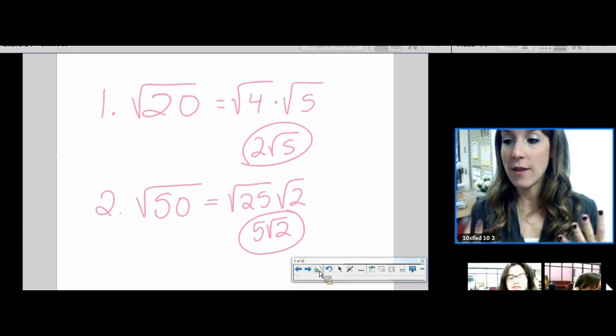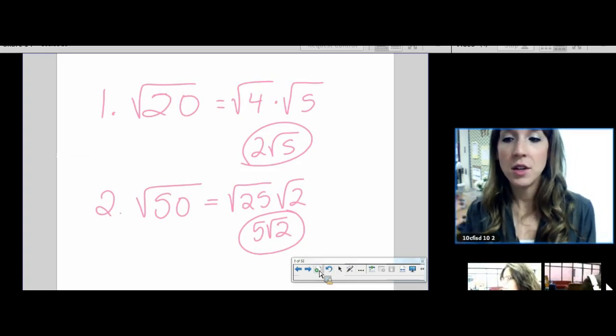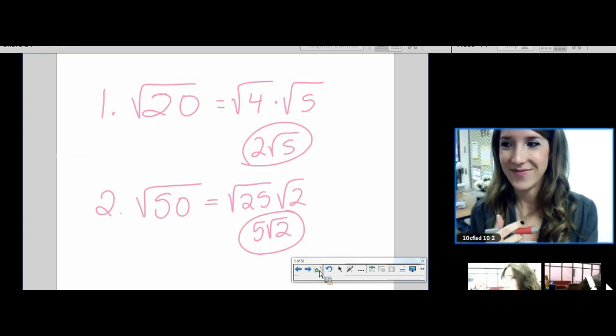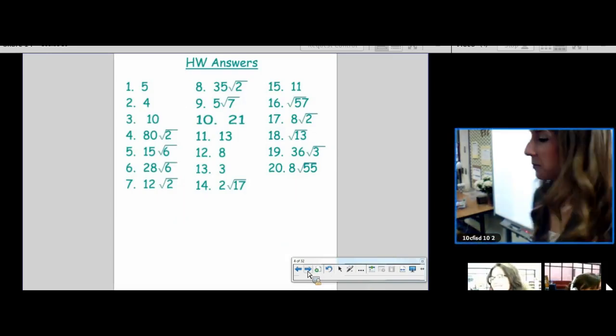So if you do have good number sense, you've memorized those perfect squares, feel free to solve them this way. Don't feel like you're chained to the factor tree. Good job. All right, let's check those homework answers.